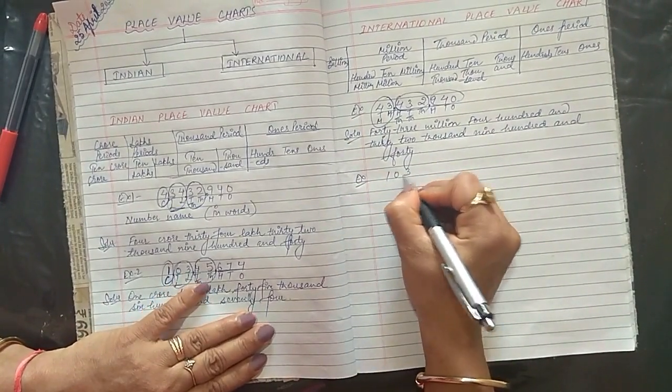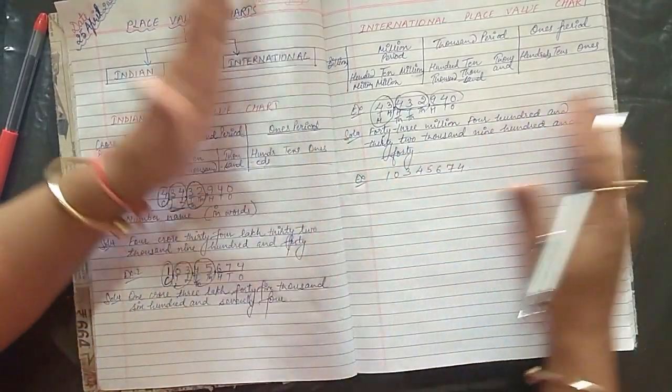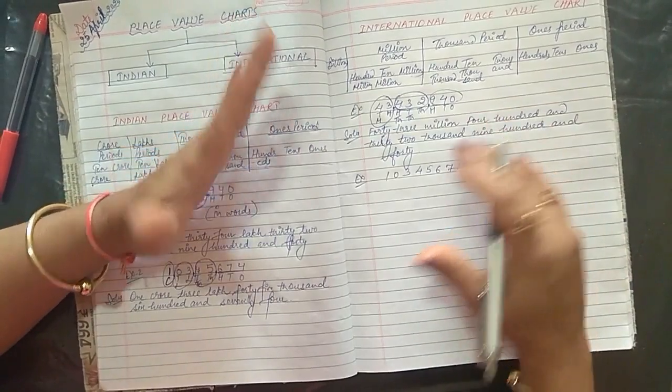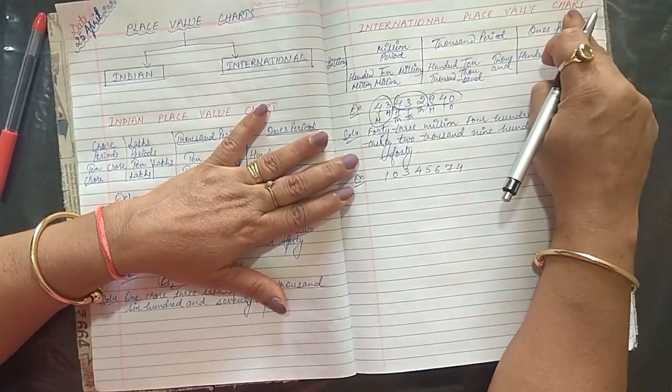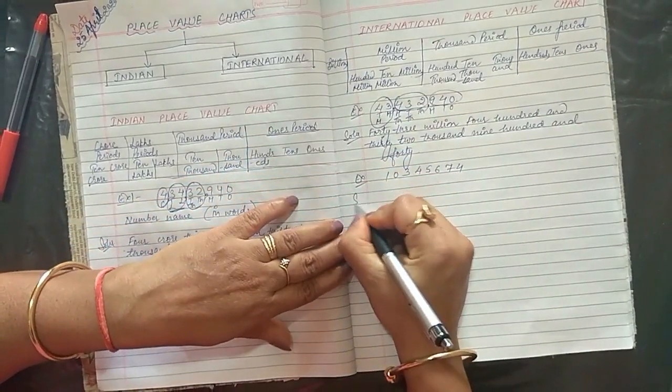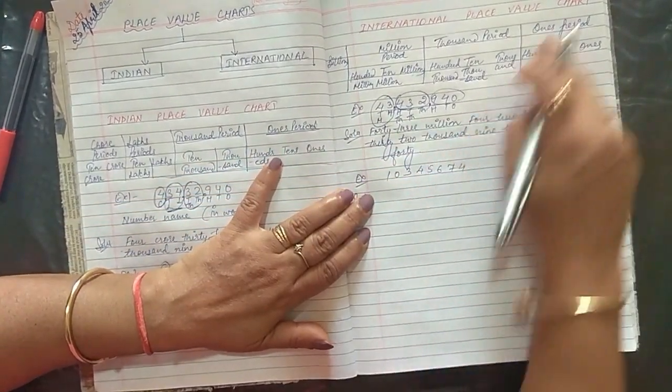It's 1, 0, 3, 4, 5, 6, 7, 4. Again, it's a large number. And we have to write this number in words according to the International Place Value Chart. So, see how you can do that. Again, it's very simple. We have to put commas according to each period.